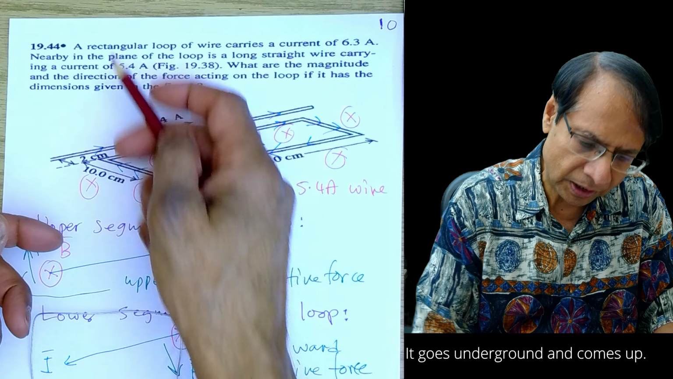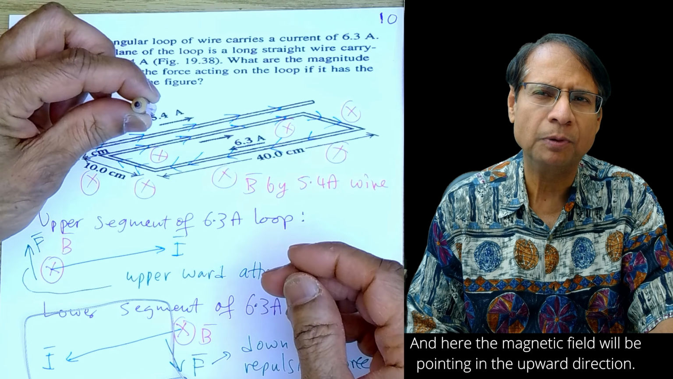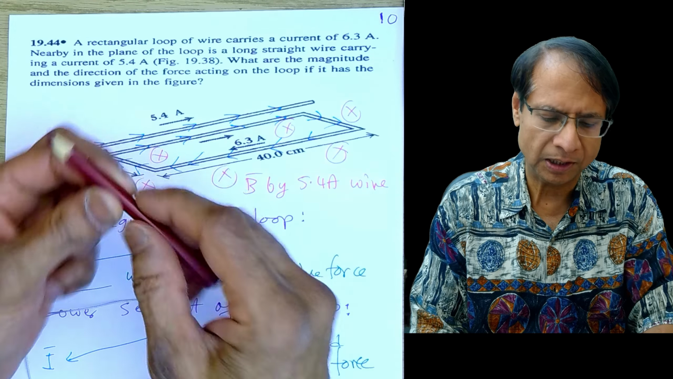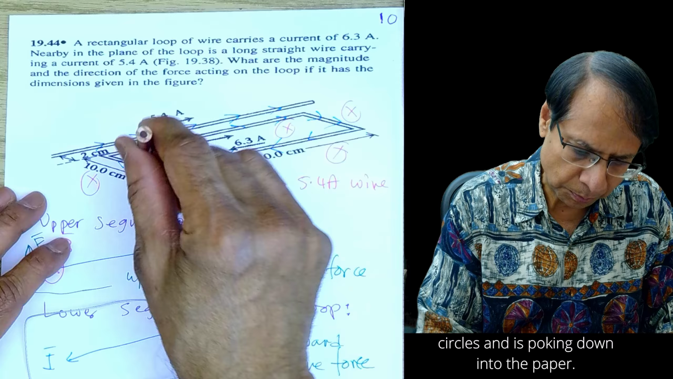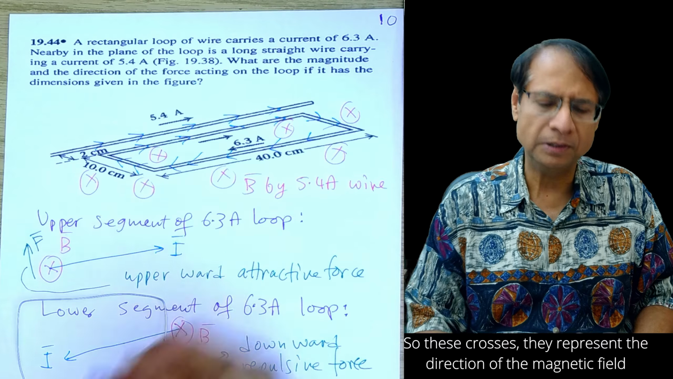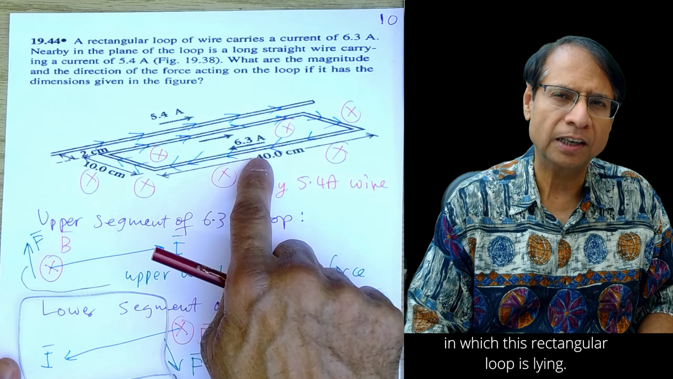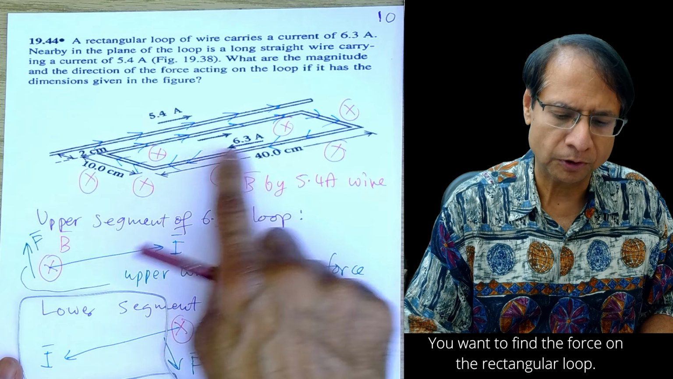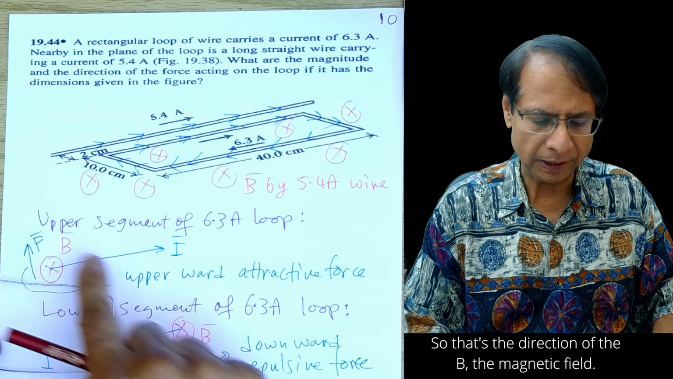So it goes underground and comes up, and here the magnetic field will be pointing in the upward direction. But we don't care about that. Where this other loop is, this thing circles and it's poking down into the paper. So these crosses represent the direction of the magnetic field in which this rectangular loop is lying. You want to find the force on the rectangular loop. So that's the direction of B, the magnetic field.